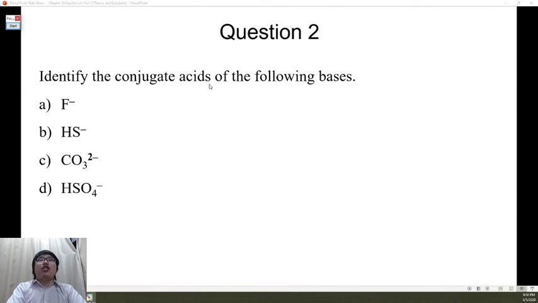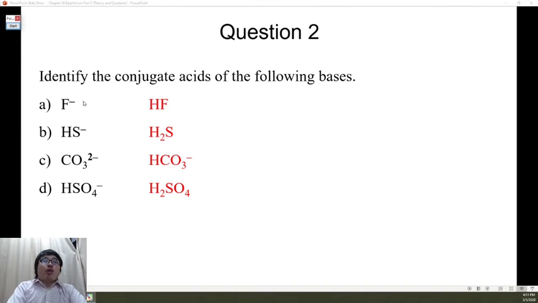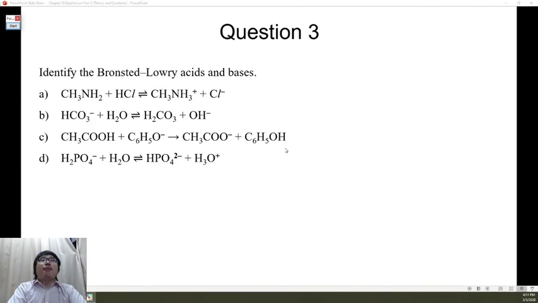Identify the conjugate acids of the following bases. Please pause this video and try to do this by yourself. Now, the answer: because they are bases, they accept proton H plus. F minus, HF. HS minus, H2S. CO3 2 minus, HCO3 minus. HSO4 minus, H2SO4.